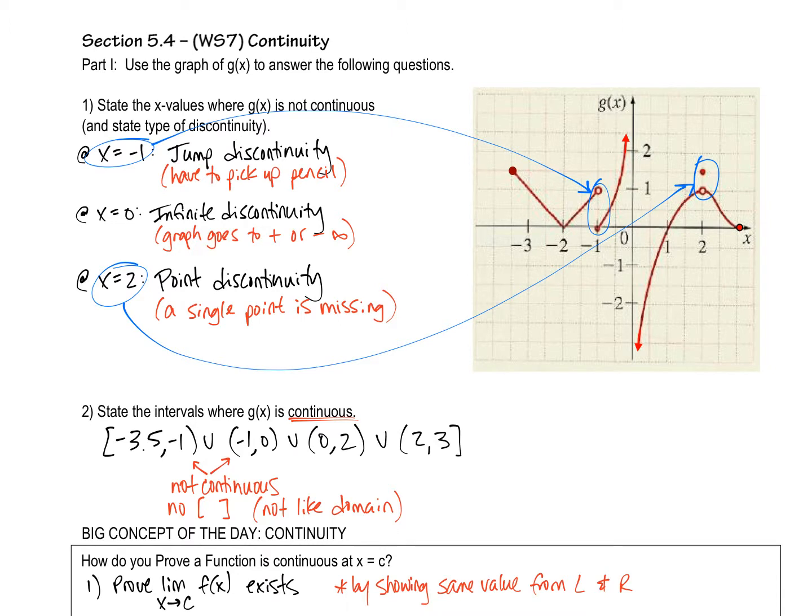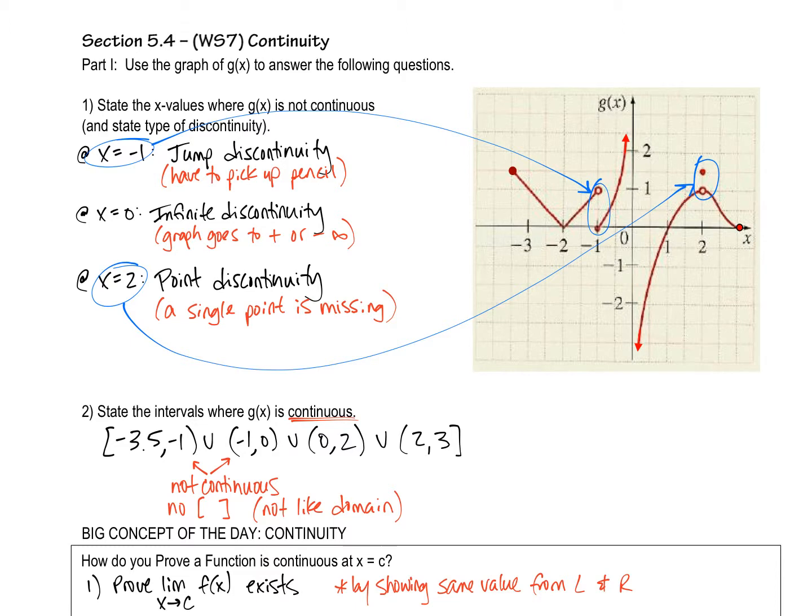The third type of discontinuity happens at x equals 2, and that happens to be right here, and that's because it approaches the same value from the left and from the right, but there's a hole right here, and it's a point discontinuity where just a single point is discontinuous there. So the open circle is here and the closed circle is up there. That is called a point discontinuity. So these are the three different types of discontinuities that we have.